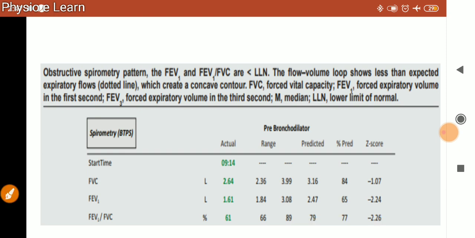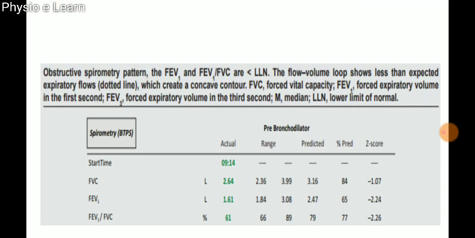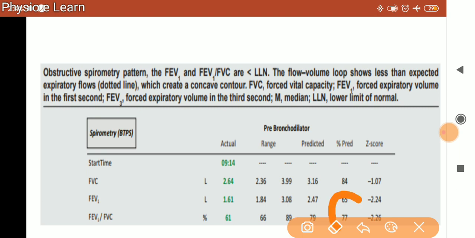And FEV1 by FVC ratio is also reduced, that is 77%. So this is a typical obstructive pattern where you will see reduction in FEV1 and reduction in FEV1 by FVC ratio. FVC is reduced but it is not markedly reduced as compared to the FEV1.